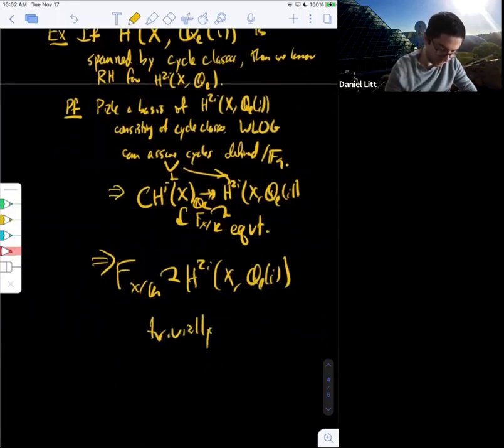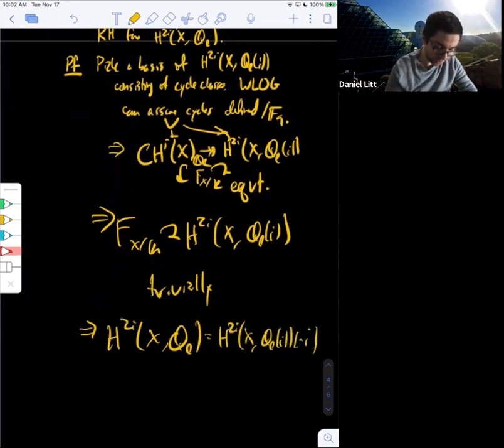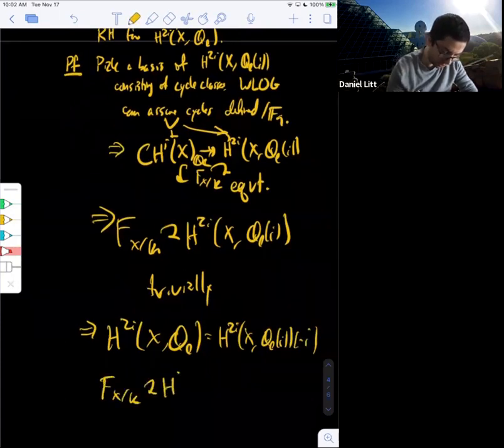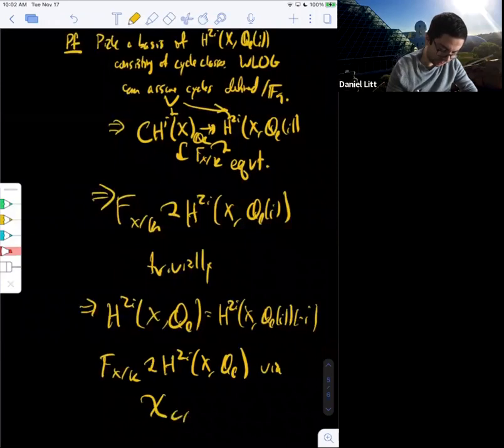But what is H^2i of X_Q-bar? That's the one we're interested in. That's just H^2i of X_Q-bar of i twisted by minus i, which implies that F_X/k acts on H^2i of X_Q-bar via the cyclotomic character to the minus ith power.